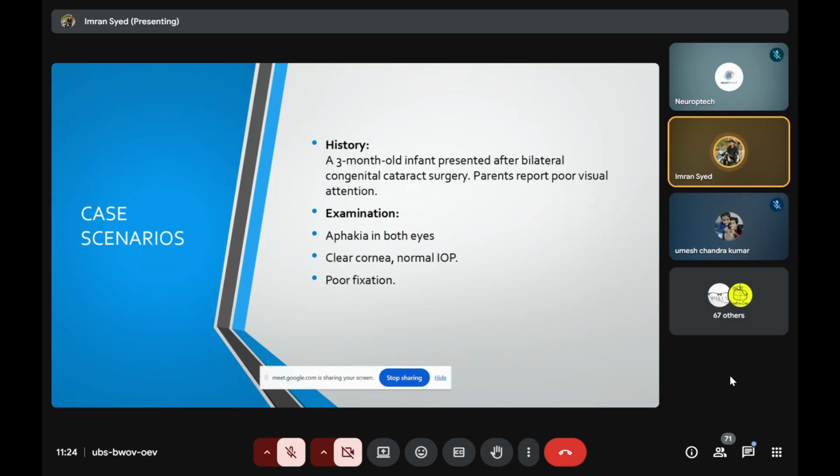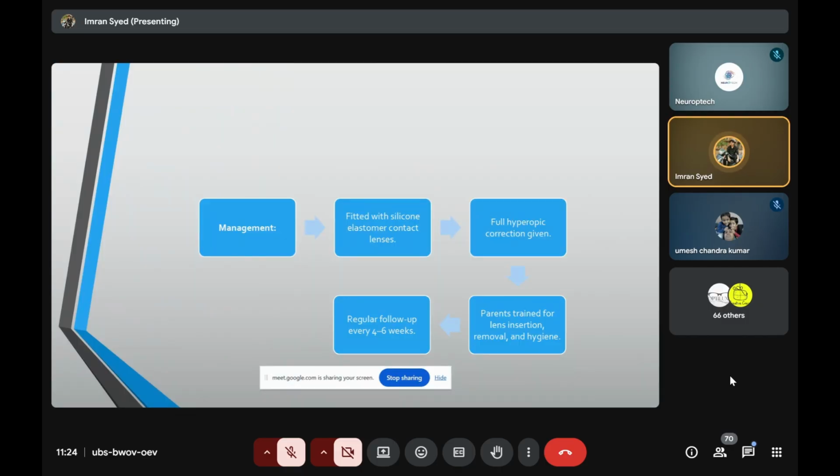In this case scenario, the management plan is as follows: the infant is fitted with silicone elastomer contact lenses and full hyperopic correction is given, with regular follow-up every 4 to 6 weeks, and the parents are trained for lens insertion, removal, and hygiene.